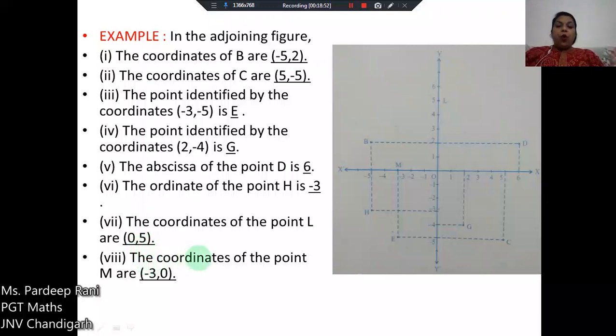Similarly, for the point M, since this point lies on the negative x-axis, its coordinates are at a distance of 3 units in the negative direction. So the coordinates of the point M are (-3, 0).